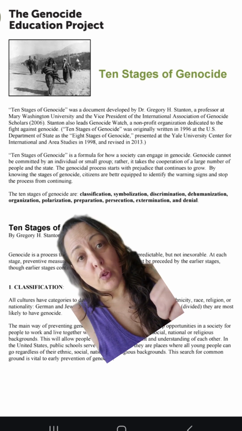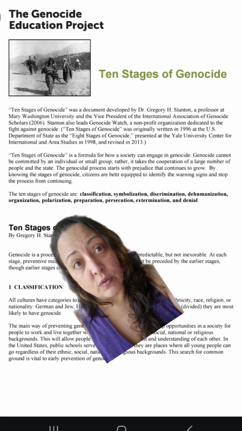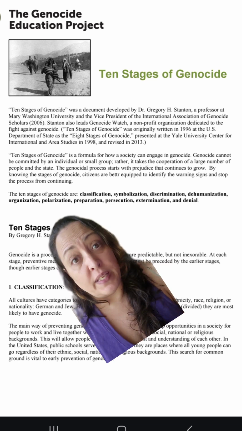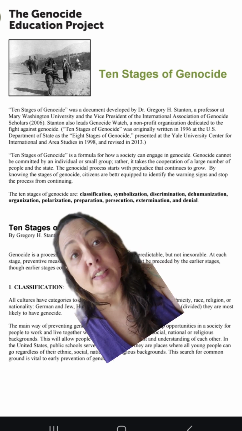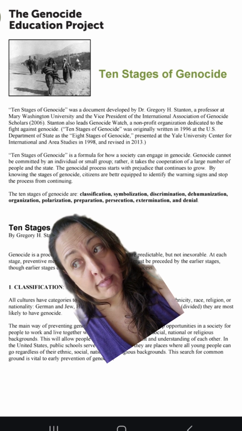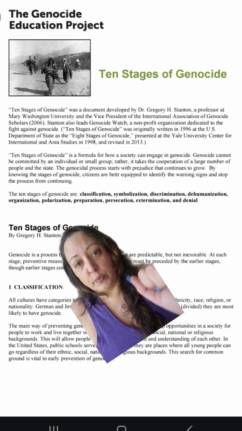And I want to share this whole article with you because I think that understanding the process or the steps to genocide is the best way to prevent it from happening in the future. And since we're there now, it's more important than ever. So let me continue with this.